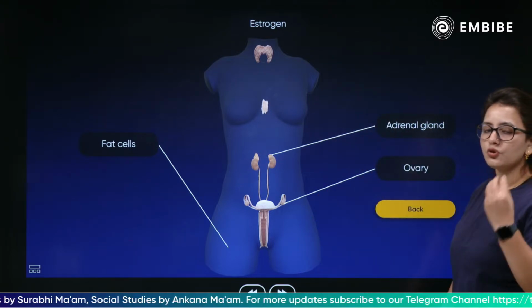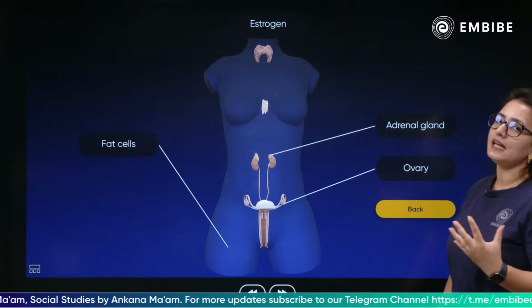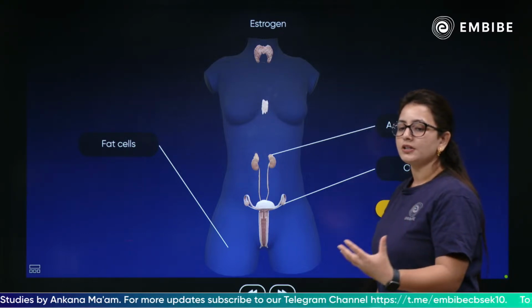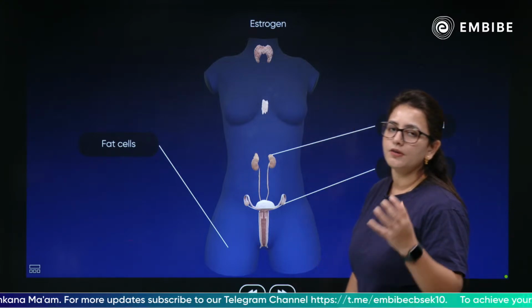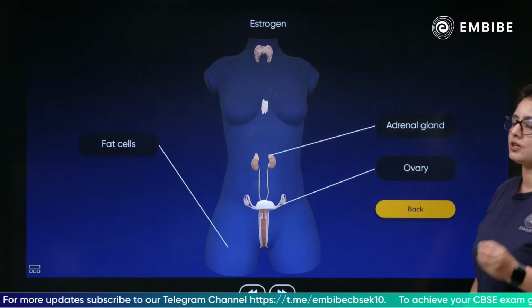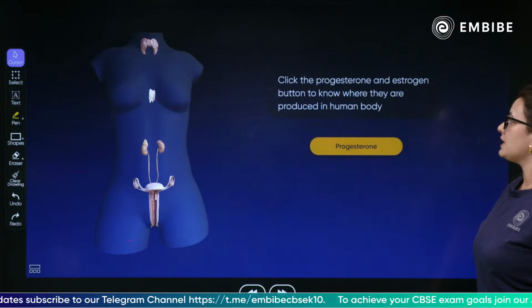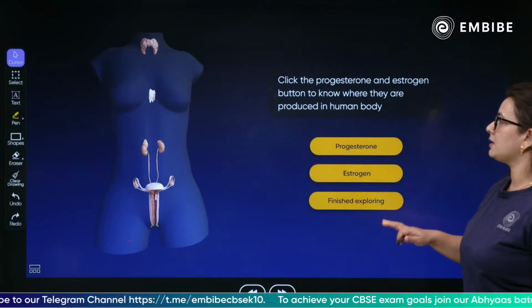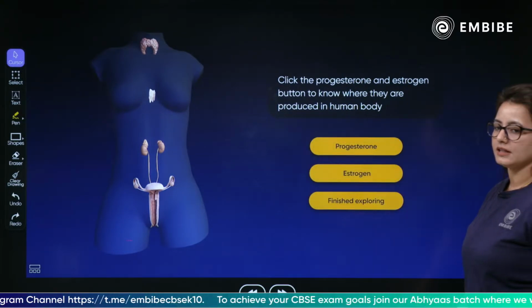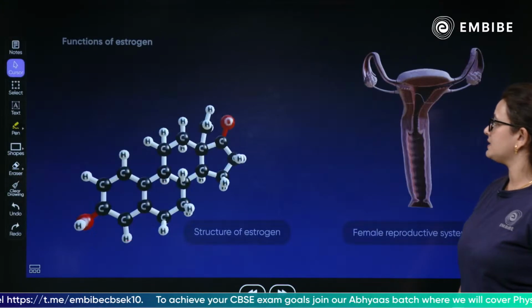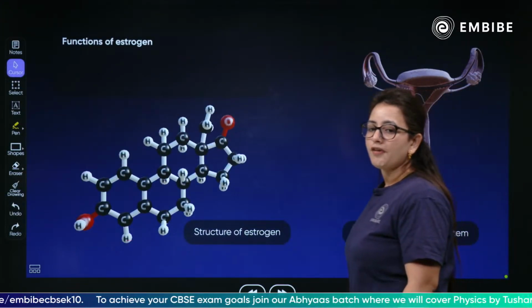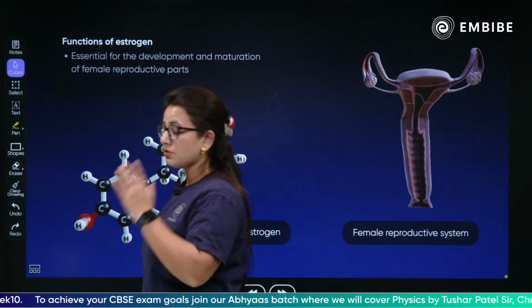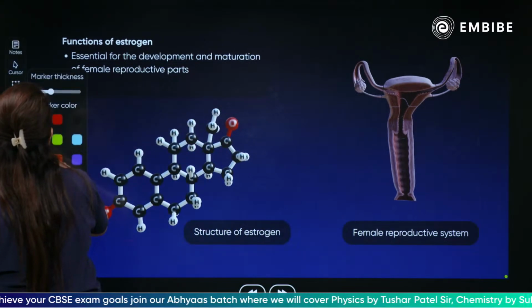So both progesterone and estrogen are secreted by the adrenal gland, and the ovary assists. When we started discussing the ovary, we learned that hormone secretion is done by the ovary. So these are the two sex hormones secreted by these glands, and in the body they have different target cells. As we discussed the functions of the ovary, let's discuss the function of estrogen.